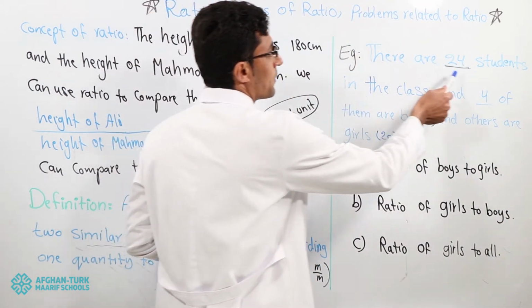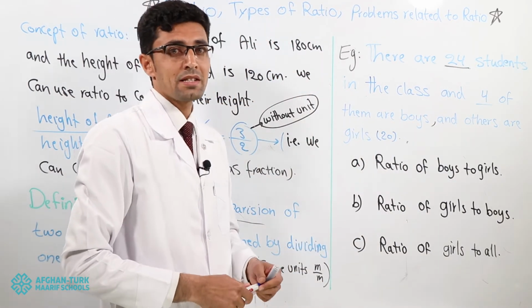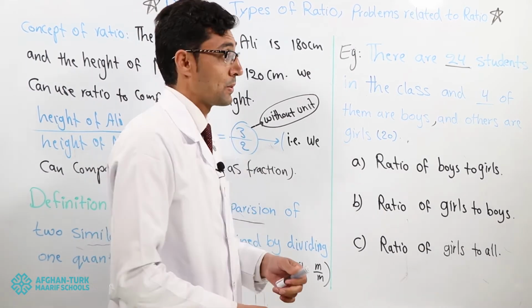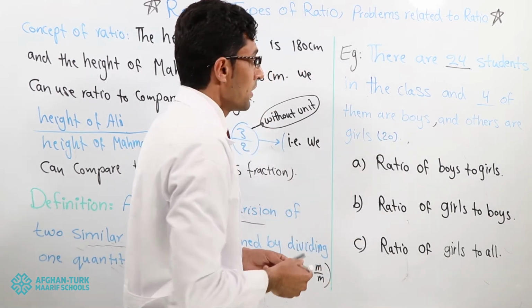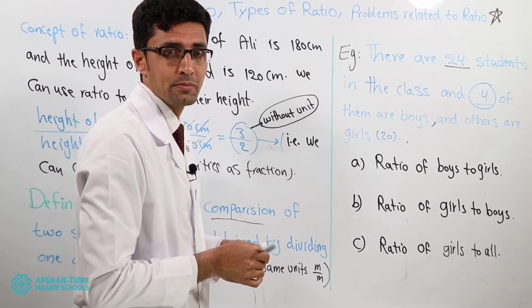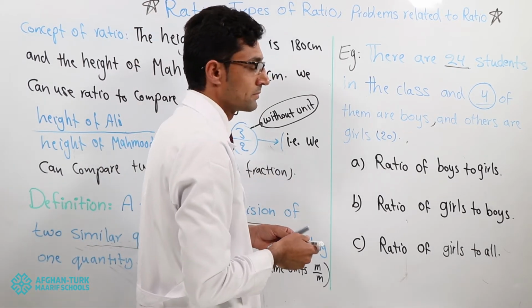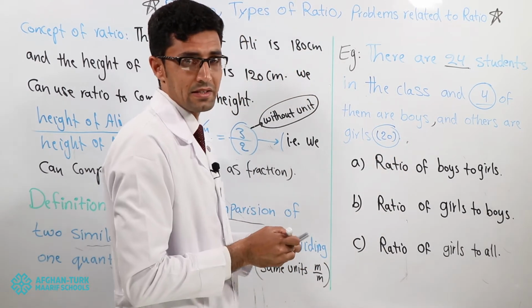There are 24 students in the class. In some classes we have 60 students. How do they learn things? I don't know. There are 24 students in the class. 4 of them are boys. And how many remain? 20. So 20 of them are girls.